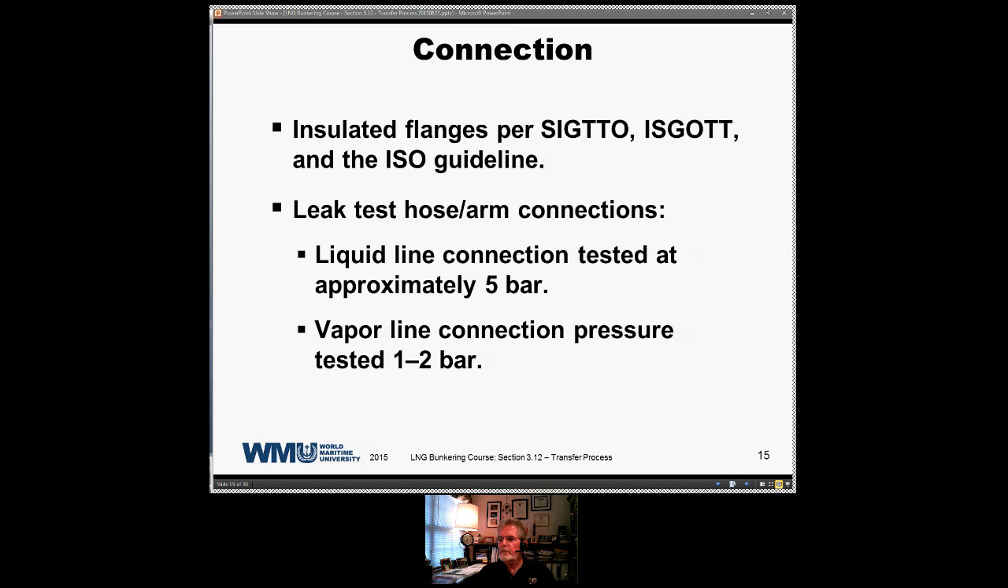Traditionally with arms, a leak test is done once the connection is made, the gaskets are in place and the connection is made. Now this connection can be made either with bolted flanges with a series of bolts that connect the flange, or a hydraulic device which is called a cam lock. It's an automatic locking device that's operated hydraulically. It doesn't make any difference which type of system is used. They're equally effective.